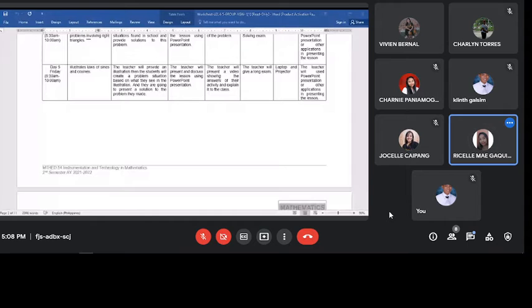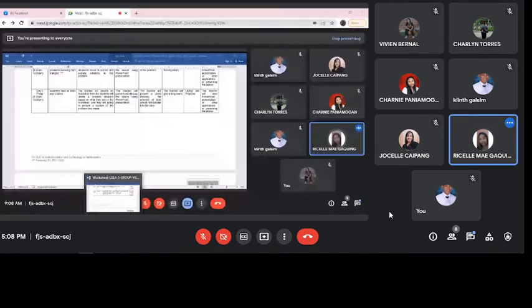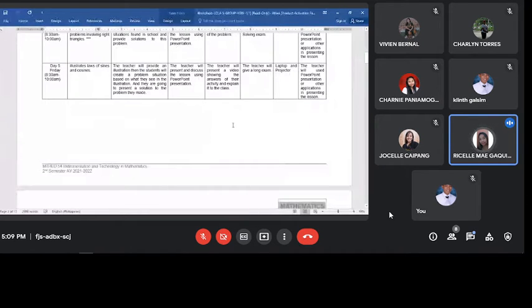In day 5, Friday, the learning competency is illustrates law of sines and cosines. For the learning task of contextualization, the teacher will provide an illustration, then the students will create a problem situation based on what they see in the illustration, and they are going to present a solution to the problem they made.